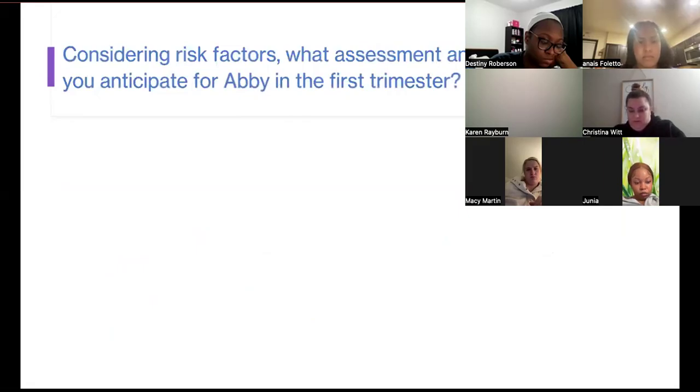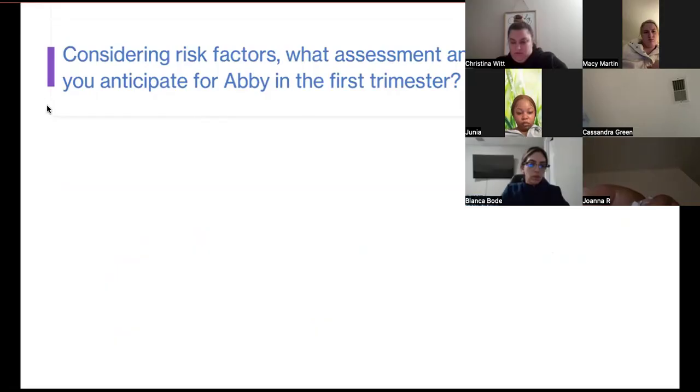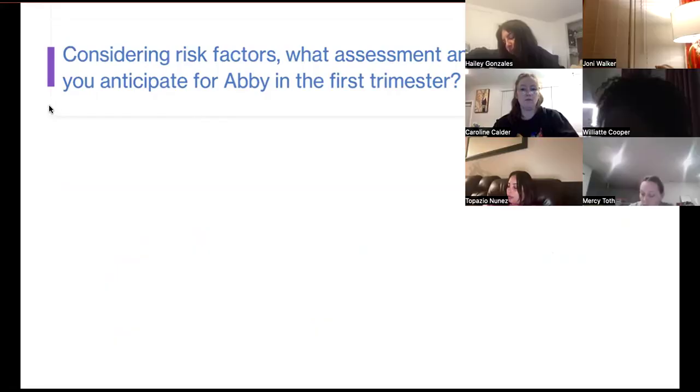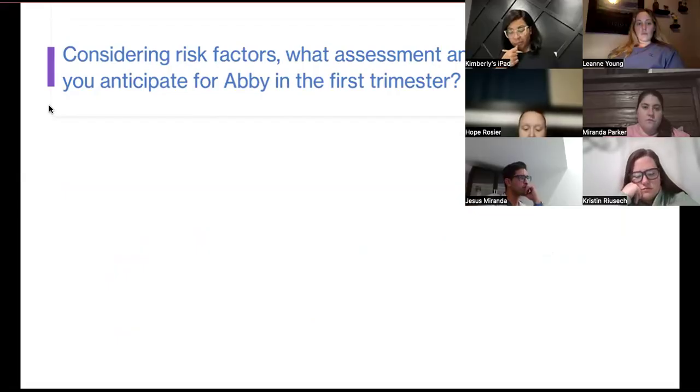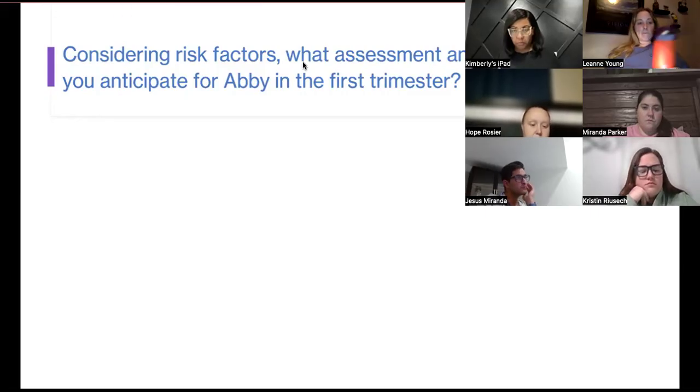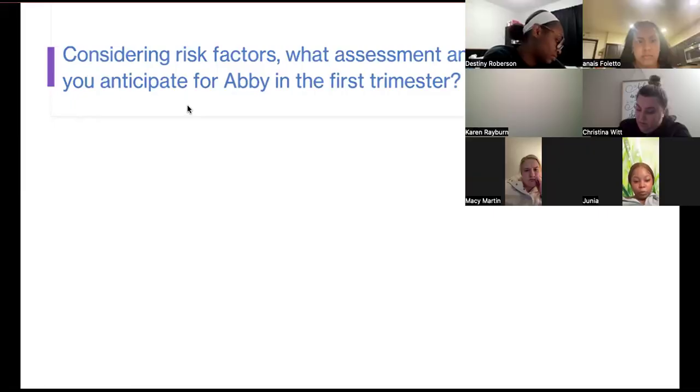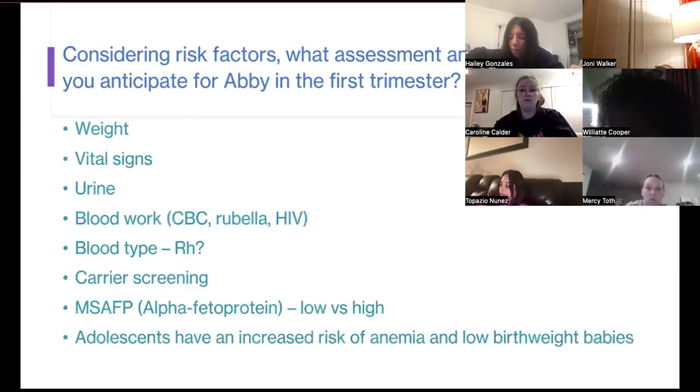So considering risk factors, what assessment and testing would we anticipate for Abby in the first trimester? Get a baseline of where her iron levels are. Yep, so we're going to get labs, definitely. What other assessment things are we going to do at this initial visit? STD testing, definitely. Pelvic exam, yep, we could do a pelvic exam for sure. Her vitals, of course. Yep, vitals for sure.